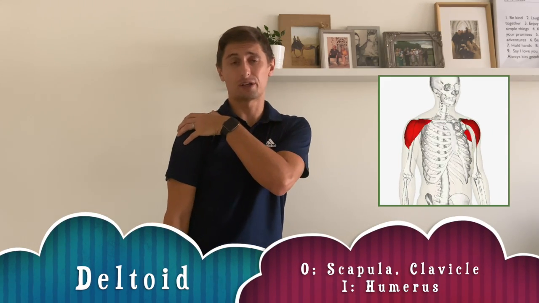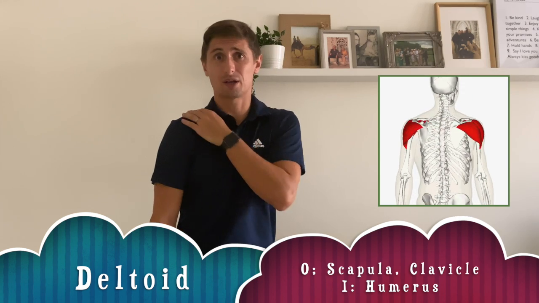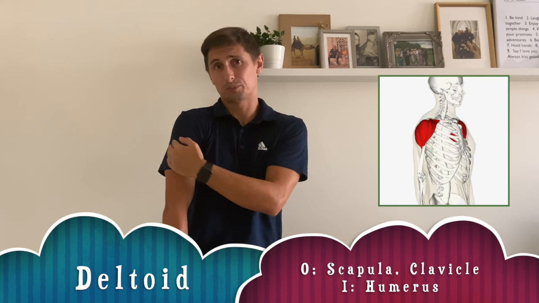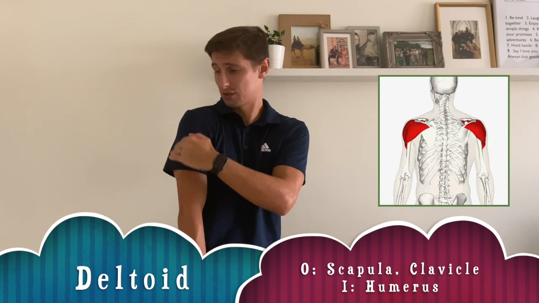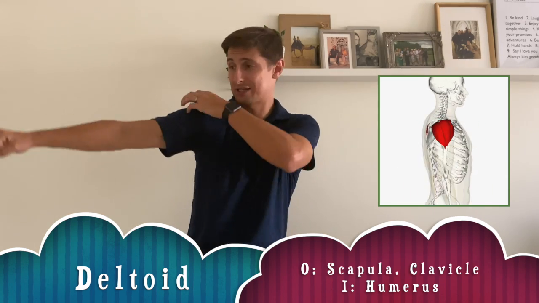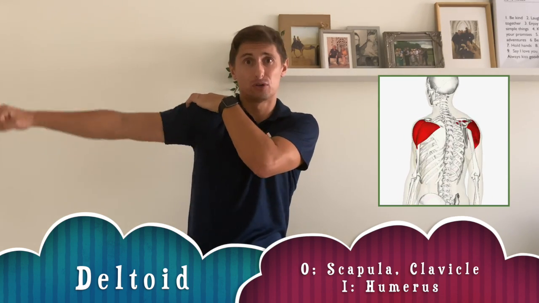The second muscle in your upper body that inserts into the humerus is your deltoid. Now your deltoid, the origin is the scapula and the clavicle, holding that muscle in place. The insertion point is the lateral humerus. So therefore, abduction is allowed. As the deltoid contracts, your arm abducts.